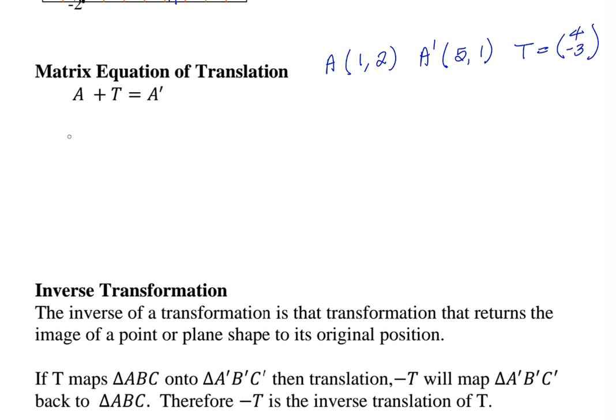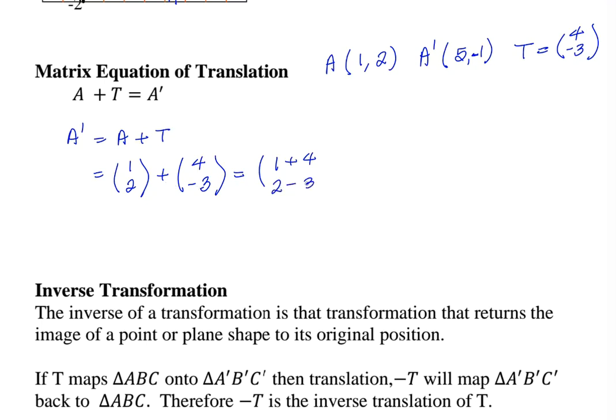All right, so what this is saying is that A prime would be equal to A plus T. So A is 1, 2, and T is 4, minus 3. If the matrix equation of translation is correct, when I'm finished, I'm supposed to get A prime, which is 5, minus 1. So let us see if that's going to happen. If I add, I'm going to get 1 plus 4 for the top value, and 2 plus a negative, minus 3. So the answer here is 1 plus 4 is 5, and 2 minus 3 is minus 1.